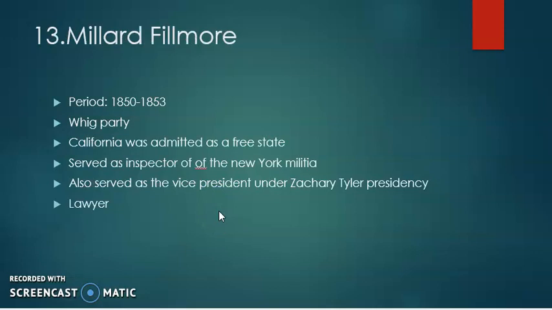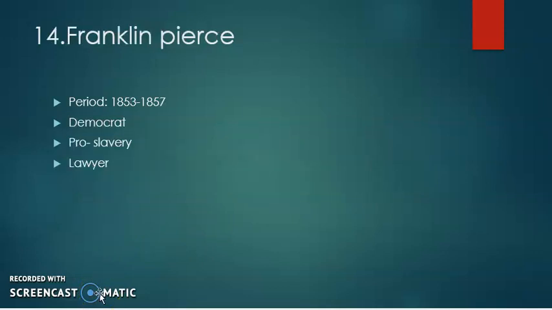experts say. Millard Fillmore was the 13th president of USA, and he ruled the country from 1850 to 1853. He was also from the Whig Party, and it was during his regime that California was admitted as a free state. He also served as inspector of the New York militia, and as vice president under Zachary Taylor's presidency, and he was a liar too.